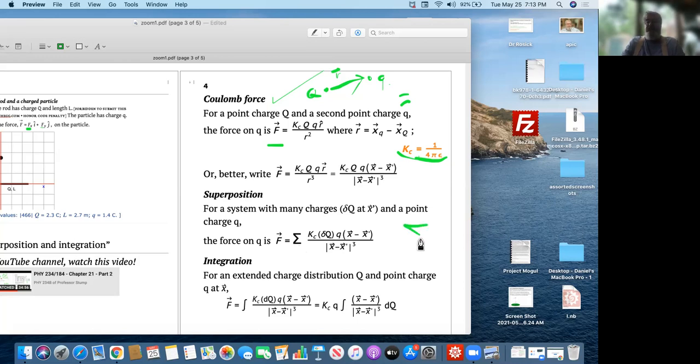So you should know this notation. The Greek letter capital sigma means sum. Well, that's superposition. And you have quite a few problems on the assignment which involve superposition.